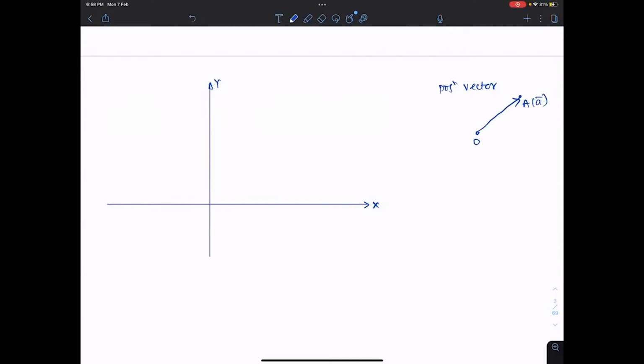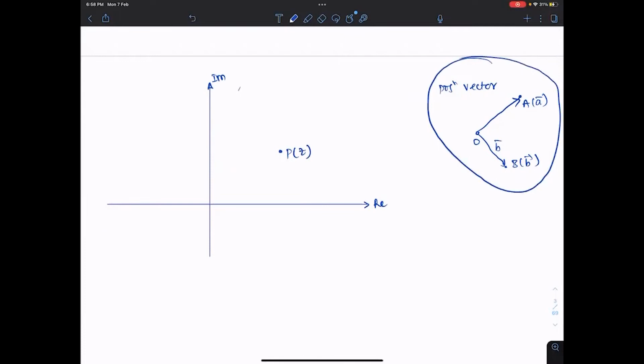So whenever I write B comma B bar, it means the position vector of B is B bar. That means from origin, if you point to B, that vector will be B bar. Same way, I have written X and Y, but actually what I should write in case of complex numbers is real axis, imaginary axis. So if I take any point P, in bracket if I write Z, what does it mean? It's the same meaning as position vector.